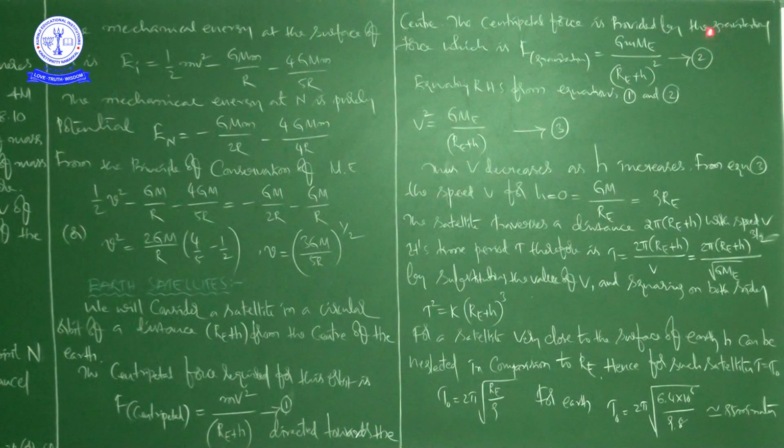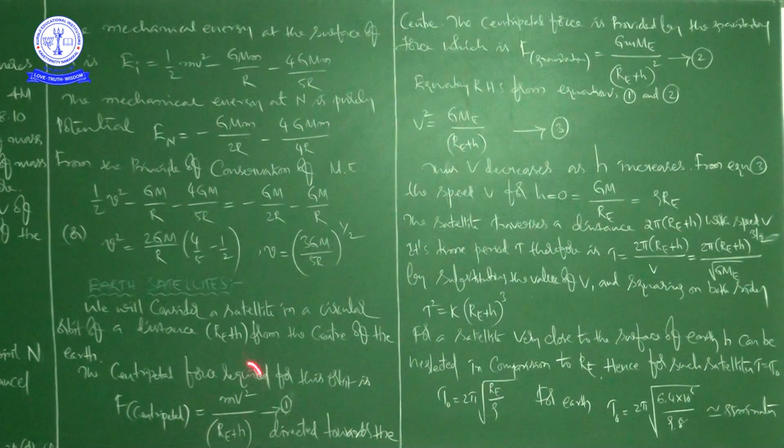That is equation number 2. Now, equating the right-hand sides of equations 1 and 2, we get v square is equal to GM_E by (R_E plus h), because here m by (R_E plus h) will get cancelled. This term and this term we are going to equate. After the cancellations, v square is equal to GM_E by (R_E plus h). I hope you understood.